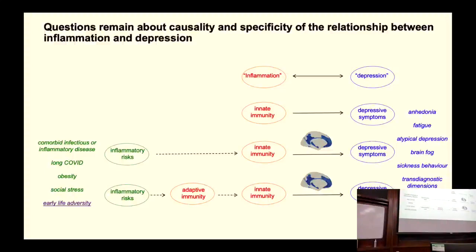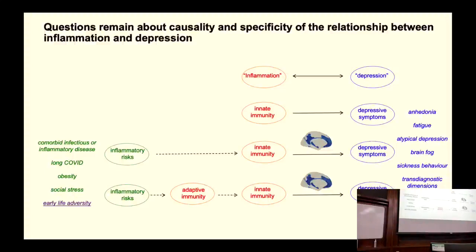There are many factors that can increase inflammatory state: obviously comorbid infectious or inflammatory disease, long COVID, obesity, social stress, and early life adversity. I'm particularly interested in the early life adversity story, and I'll say a bit more about that in a minute. But if you just follow the thread, in early life you could be exposed to an infection, or to a social shock, which perturbs your immune system and ultimately puts you at increased risk of depressive symptoms.